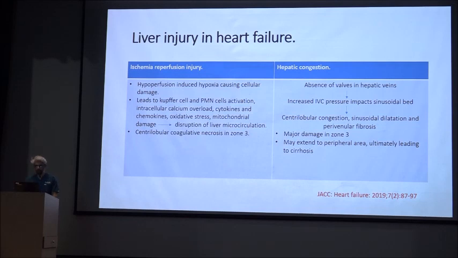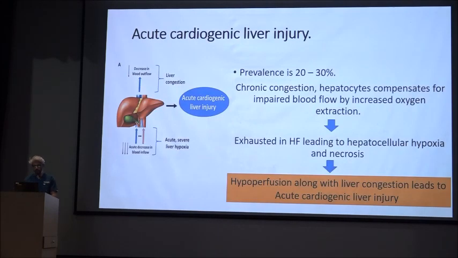The other mechanism by which it can affect the liver is hepatic congestion. As we all know, there are no valves in the hepatic veins. So increase in the IVC pressure due to heart failure can affect the sinusoidal bed, which can lead to central lobular congestion, sinusoidal dilatation and perivenular fibrosis. It usually starts in zone 3 of the liver but may extend into the peripheral area, ultimately leading to cirrhosis.